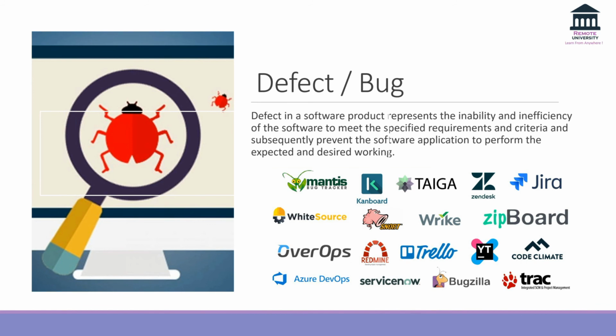So what happens when we say a test case has failed? That means our test case has failed because it is not meeting the actual functionality which is being observed in the application that we are trying to test against a requirement.